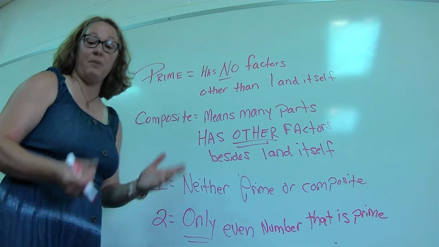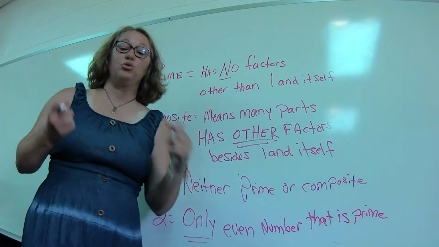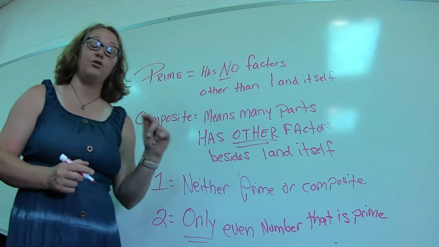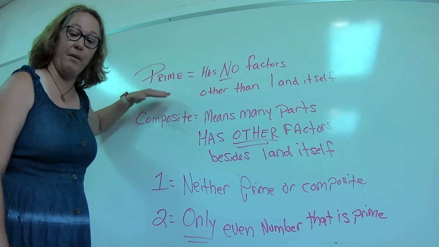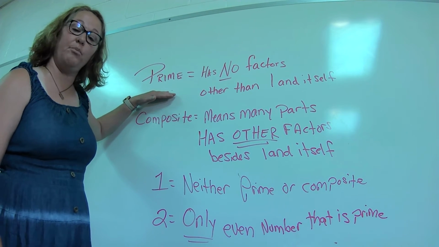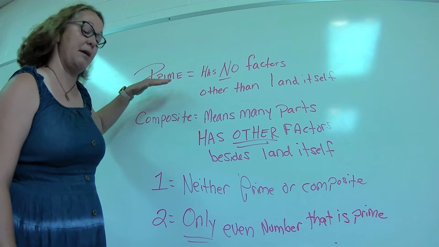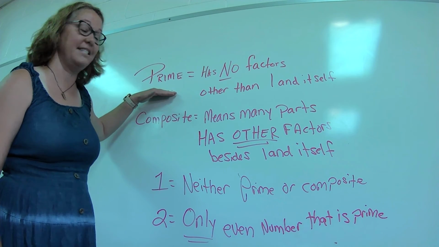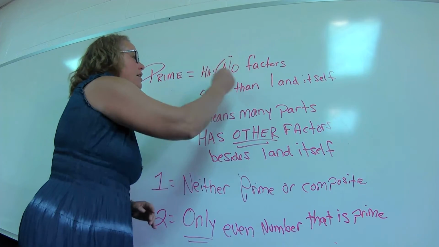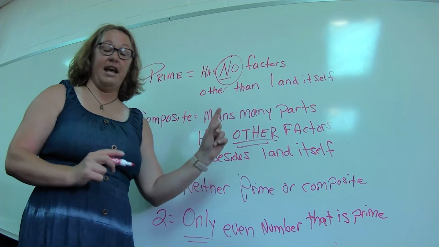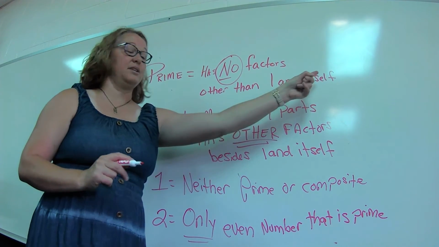Okay, so we're talking about prime and composite numbers. Well, first off, we need to go to the basics. What are the definitions? The definition of a prime number, not like Amazon Prime, but this is what a prime number is. And if it's a prime number, it has no factors other than 1 times itself.